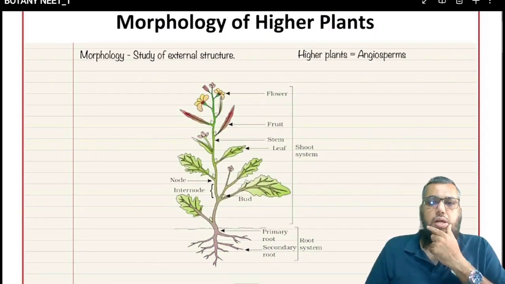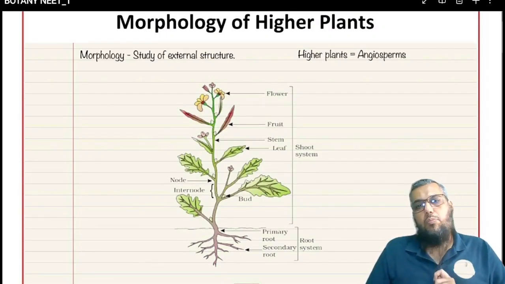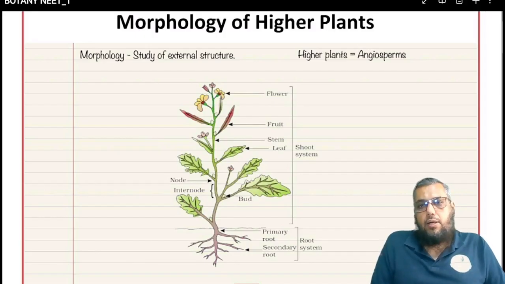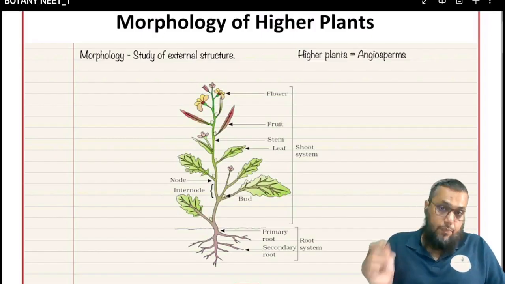So the synopsis that we start today is for the topic morphology of higher plants. And morphology of higher plants over here means we are talking about morphology of angiosperms. As you all know, angiosperms are those plants in which the seeds are enclosed inside the fruits. So such fruit-bearing, seed-bearing plants are called angiosperms.